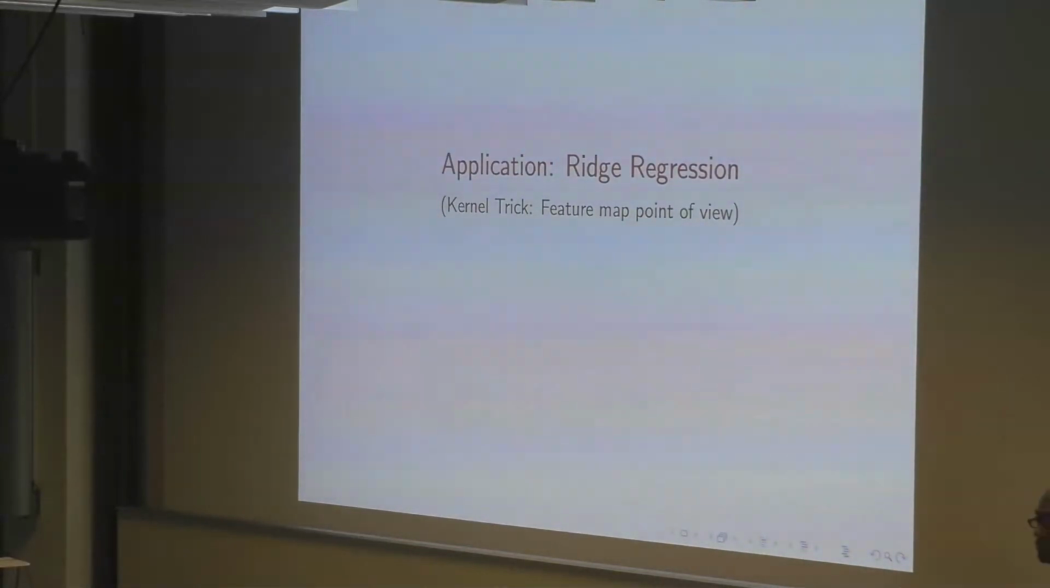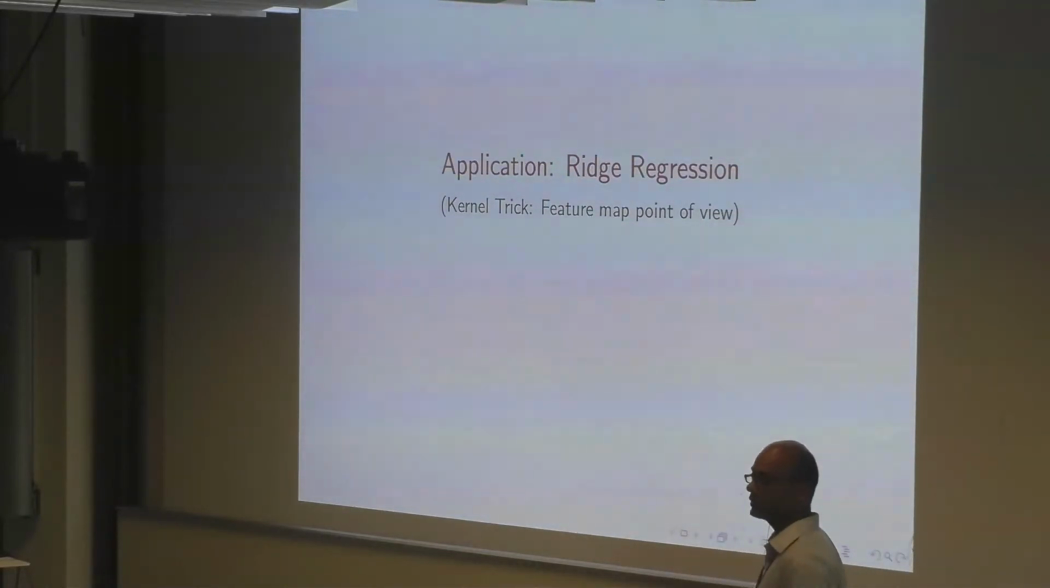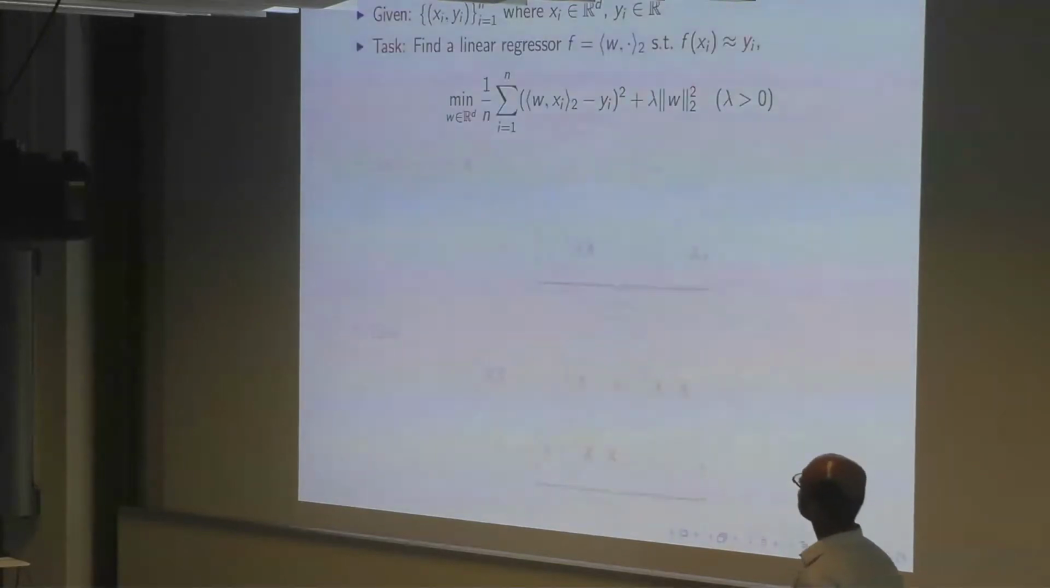Okay. So now let's put this into action in the ridge regression setup. So I'm going to do ridge regression. You probably know this, but nevertheless, I already have the slide. So okay, let's do this. First, we do it from the feature space point of view, and then we'll also do it from the function space point of view.